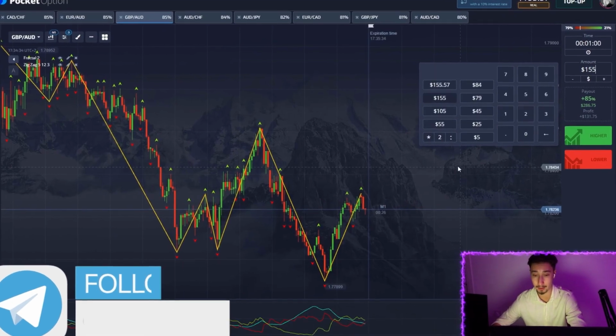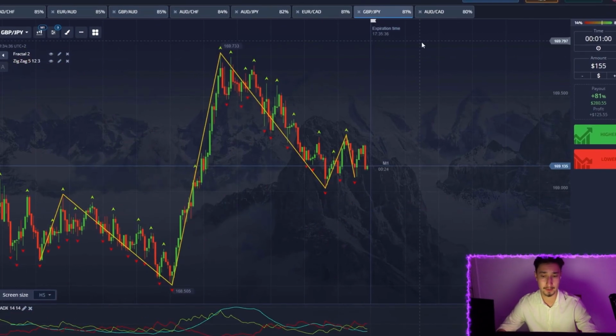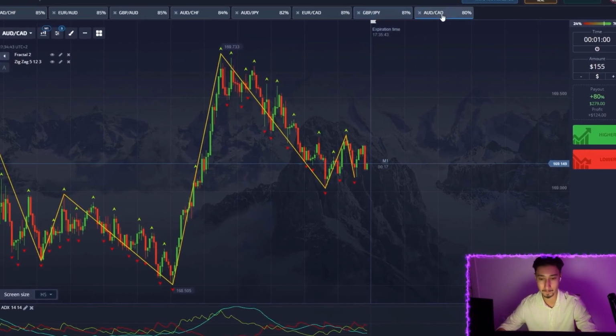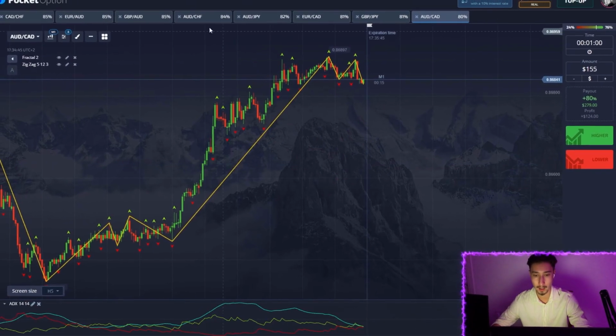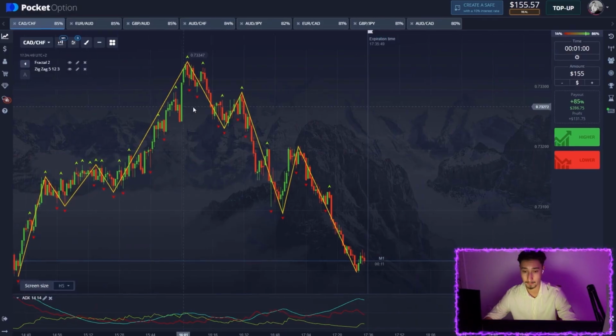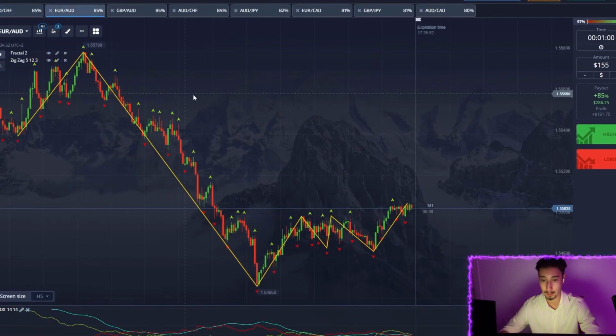Let's put down 155 in the trade amount. So this is all in again. And let's continue our trading. We're also trying to pick out the better payout rates. Analyze a little bit.